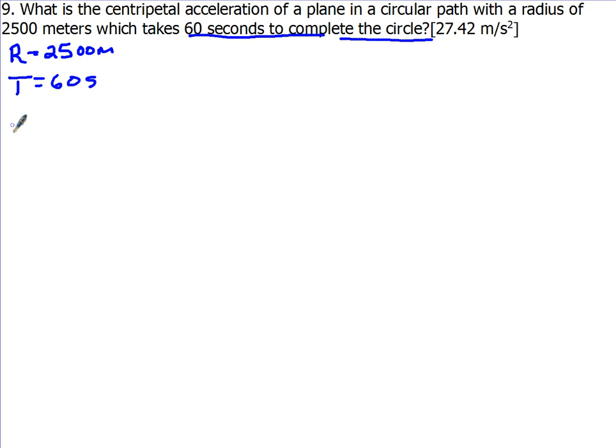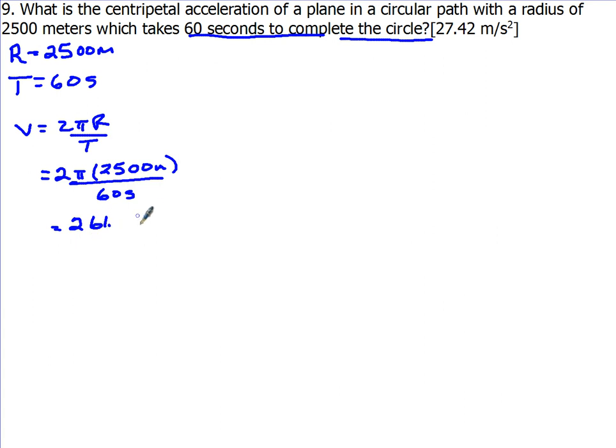There are a couple of ways to do this. Let's do this by finding the centripetal velocity, or by finding the velocity first. The velocity is 2 pi r divided by the period. So this is 2 pi, the radius is 2,500 meters, divided by the period, which is 60 seconds. So I get a velocity of 261.799 meters per second.